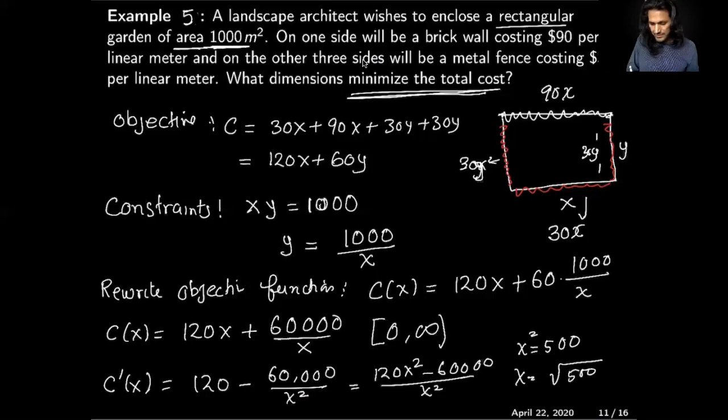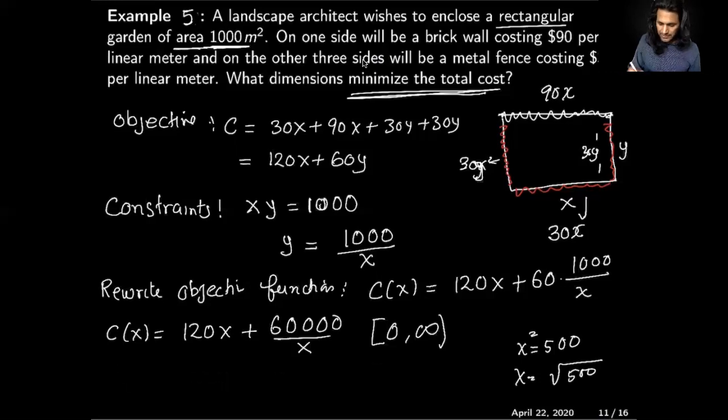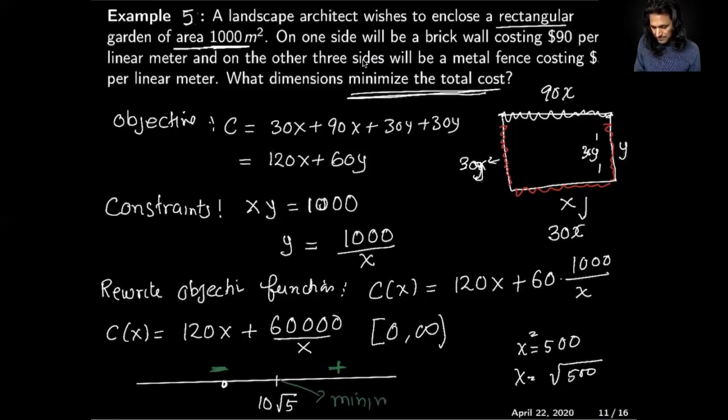If I do the line test here, let me erase some portion of the problem. I'm going to erase this derivative here. So if I do the line test on this number, if I choose a number from here and plug it into the derivative of my objective, it gives me a negative sign here and positive here. So negative and positive, this is a minimum value. So x is equal to 10 square root of 5, and if you plug that in to get the y value, that will be 20 square root of 5.